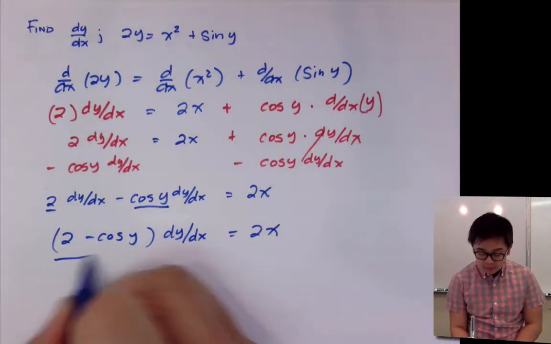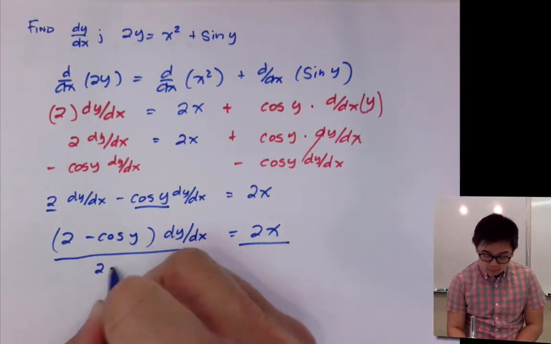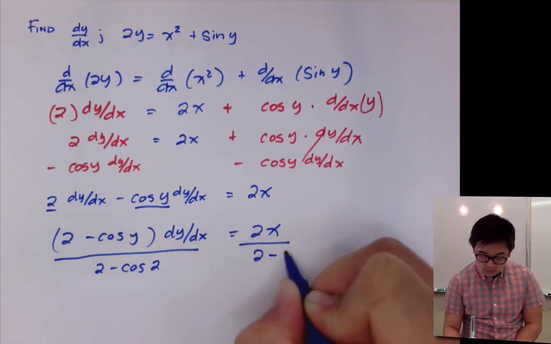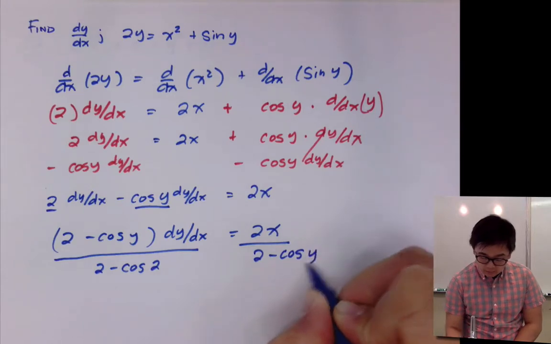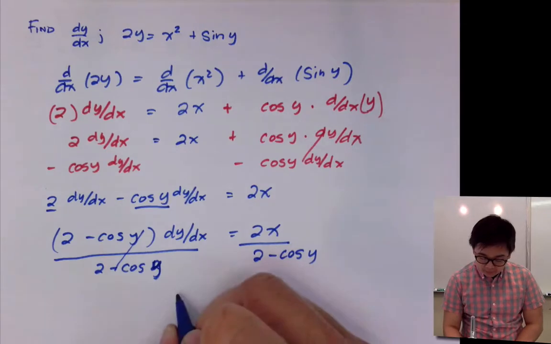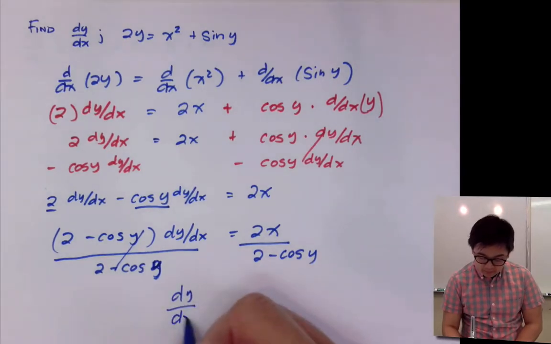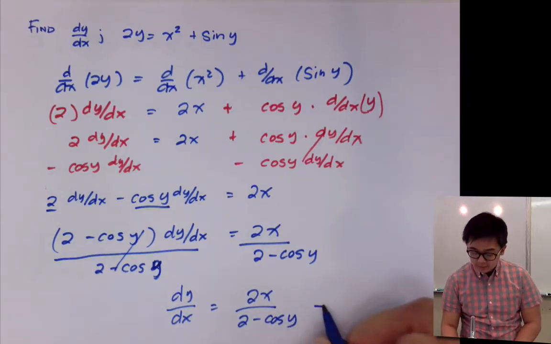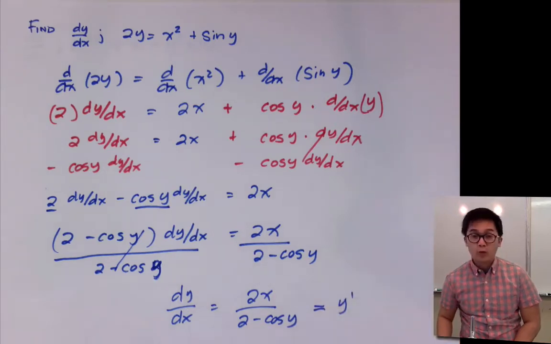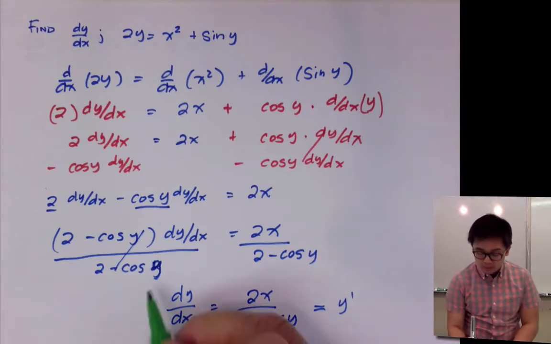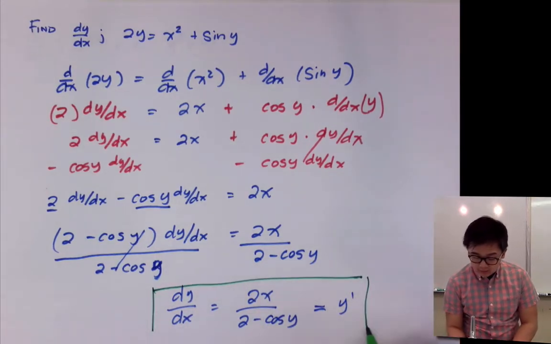And by dividing both sides by 2 minus cosine y, this cancels out, and dy/dx is equal to 2x all over 2 minus cosine y. And most of the time we also use y prime to denote the derivative of the function. So this is now our derivative using implicit differentiation.